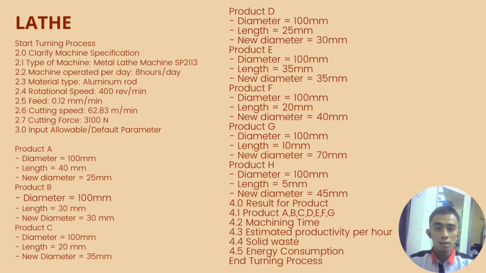Okay, last but not least is about the lathe process. The first step is to start the turning process, then verify the machine specification. The type of machine that we use is a metal lathe, machine SP2113. The machine operates 8 hours per day. The material type is aluminum rod.